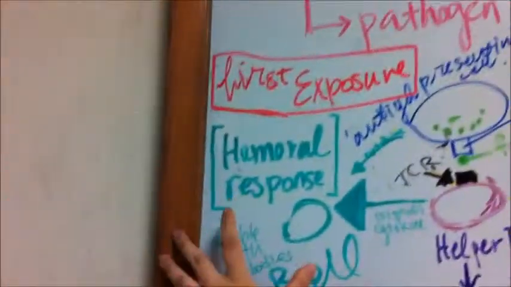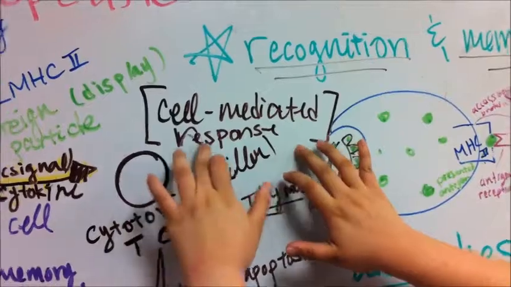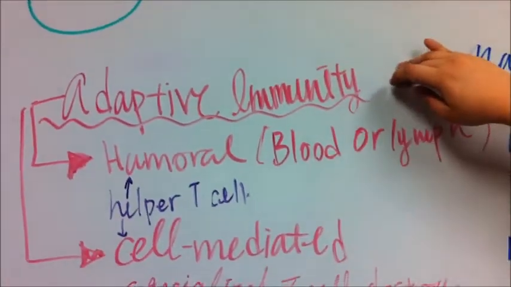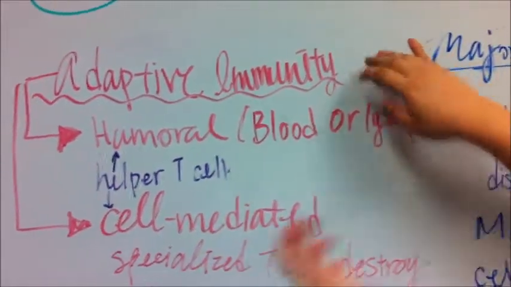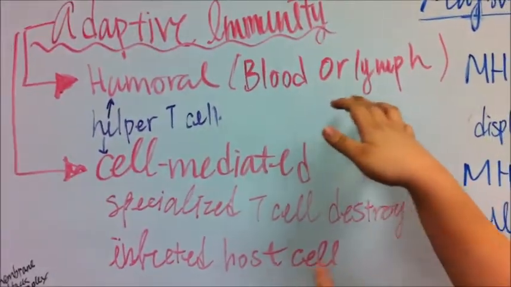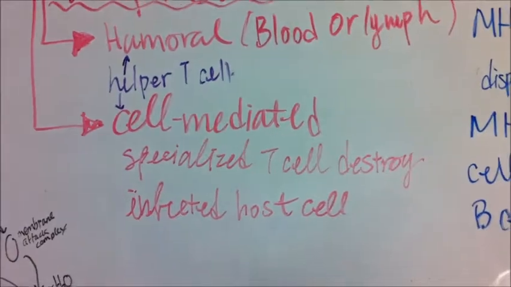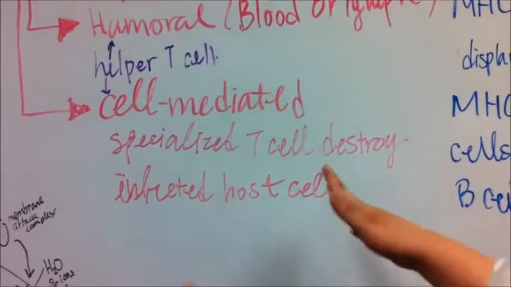The response from the B cells is the humoral response, and the response produced by the T cell is called the cell-mediated response. So in adaptive immunity, there are two types of response, the humoral and the cell-mediated. The humoral is in the blood or lymph. The cell-mediated is where the specialized T cell destroys the infected host cell.